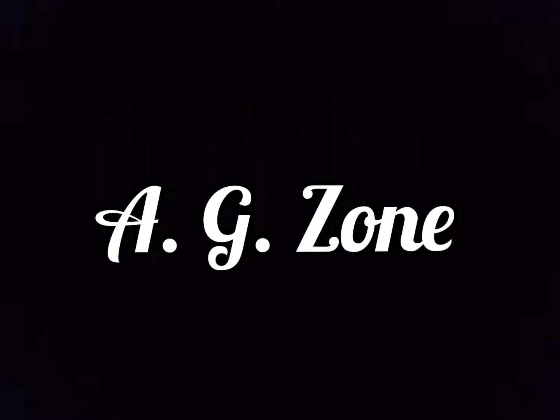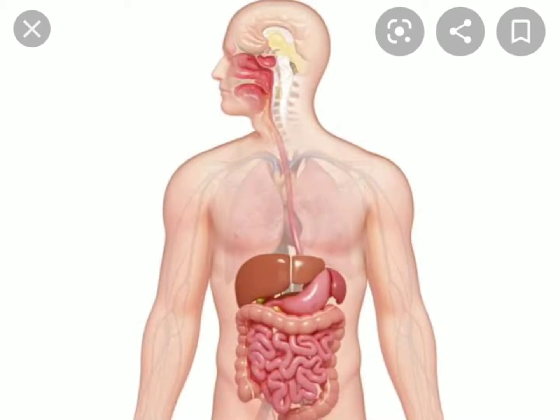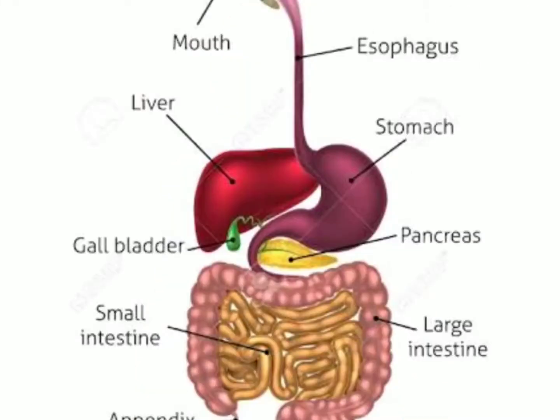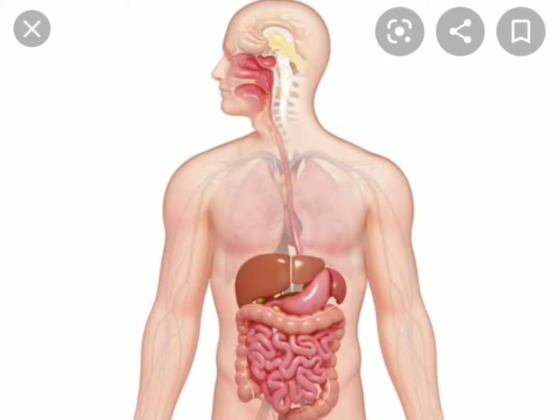In this video we'll be discussing about the human digestive system. As you can see on the screen, the human digestive system looks like this. Here is a more closer look. Human digestive system consists of two things. First, the alimentary canal, and second, the associated glands with it. In this video we'll be discussing about the alimentary canal.